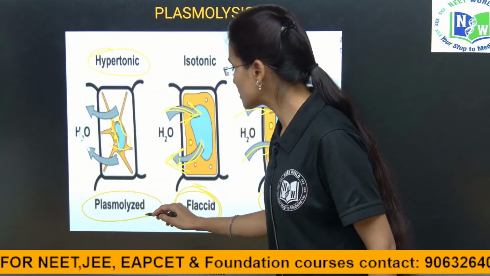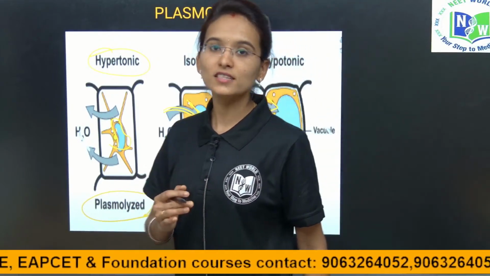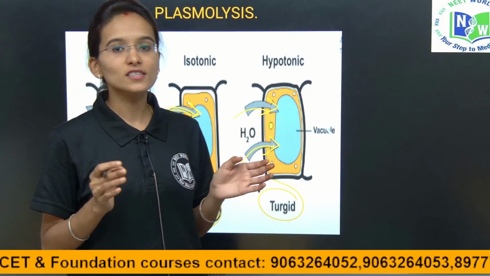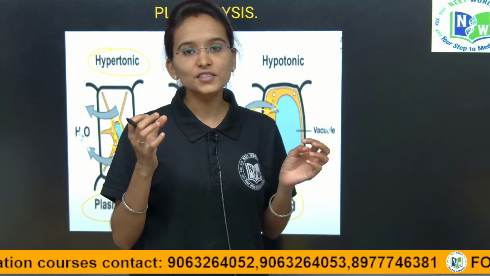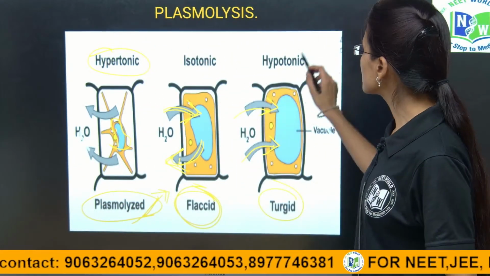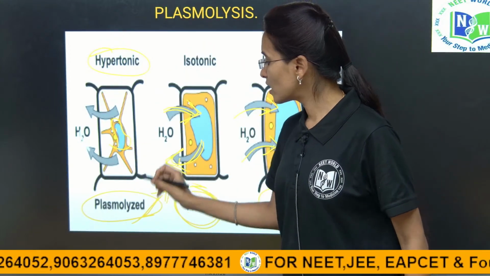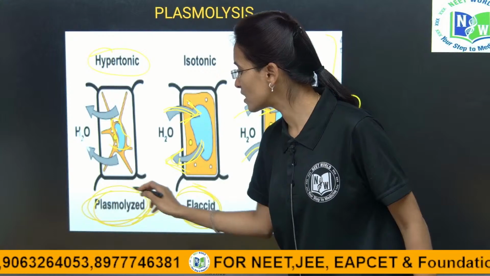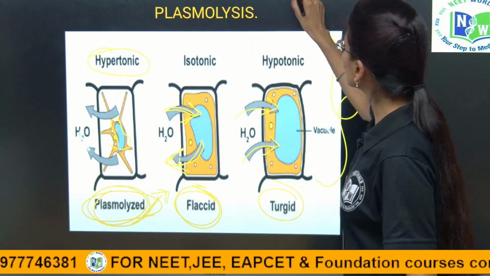Okay. We are calling the cell plasmolyzed. Why are we calling the cell plasmolyzed? Because due to exosmosis, the plasma membrane is going to shrink. That is the reason we are calling it plasmolyzed. This is the plasmolysis concept. Same as whatever we have discussed, but with respect to the cell we are going to give these particular names, depending upon the solutions only.